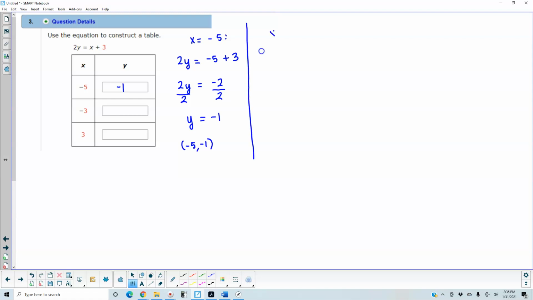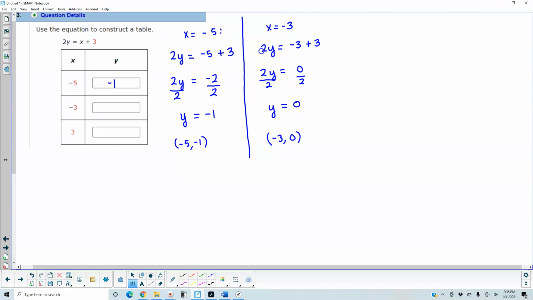Okay, next we're going to pick the value of x, which is equal to -3. So we have 2y, which is equal to -3 plus 3. Now that gives you 0 because -3 plus 3 is 0. And then we're going to divide both sides by 2. And 0 divided by 2 is going to give you 0. So therefore, we have (-3, 0) as our next ordered pair.